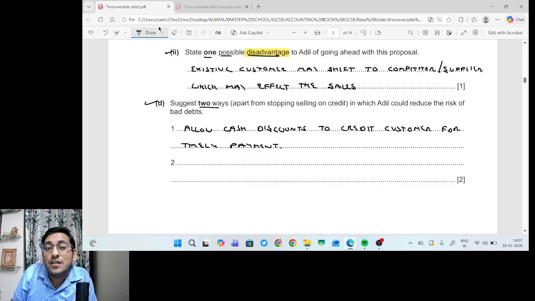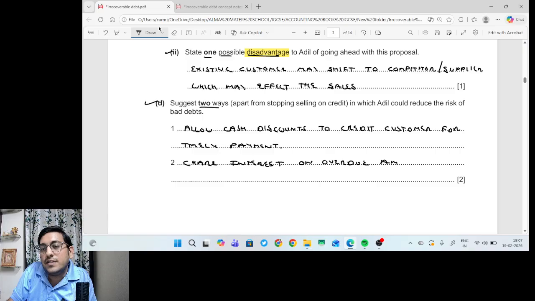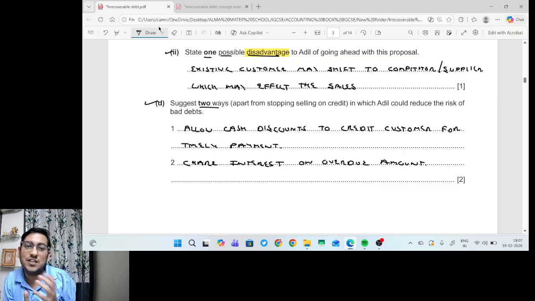Again, point number 2, if some customer does not pay within the due time, charge interest on them. So they will be encouraged to pay on time. So as a business, you can charge interest on the overdue amount, so that they will be encouraged to pay early. So these are two ways: either allow cash discount so that they will pay early, or charge interest on overdue if they pay late.